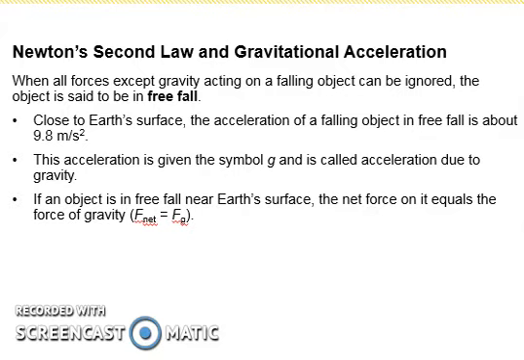Newton's second law and gravitational acceleration. When all forces except gravity acting on a falling object can be ignored, the object is said to be in free fall. Please record these 3 bullet points. Close to Earth's surface, the acceleration of a falling object in free fall is about 9.8 meters per second squared. This acceleration is given the symbol g and is called acceleration due to gravity. If an object is in free fall near Earth's surface, the net force on it equals the force of gravity. F net equals F gravity.